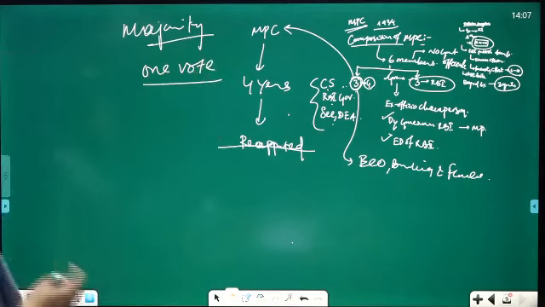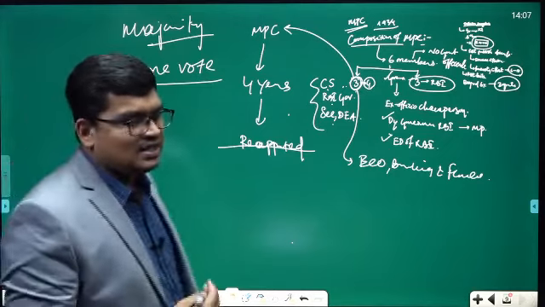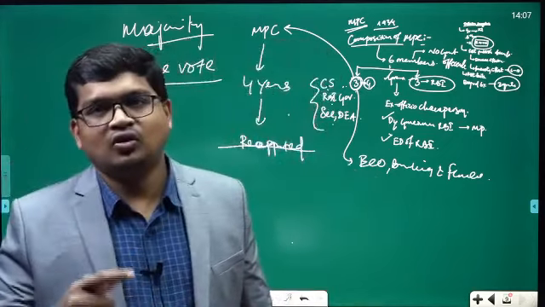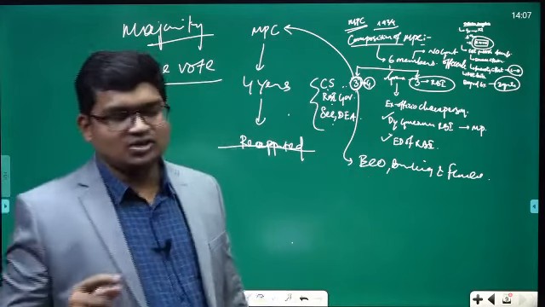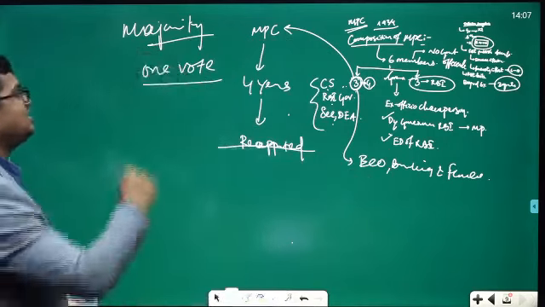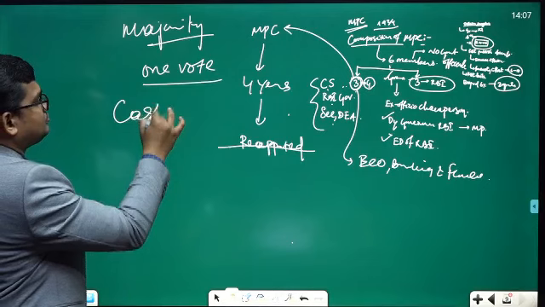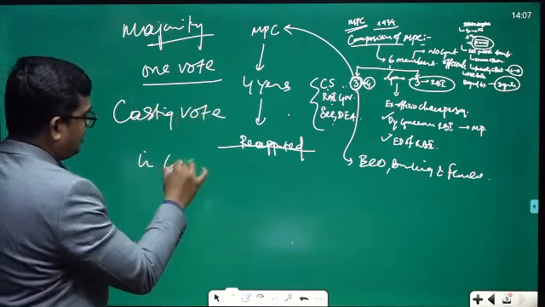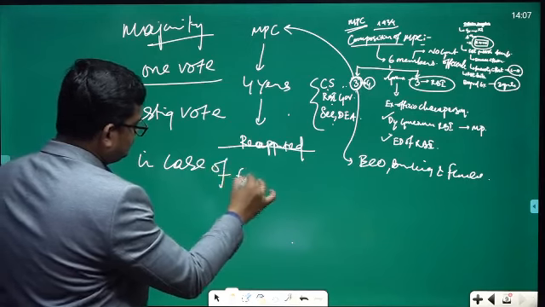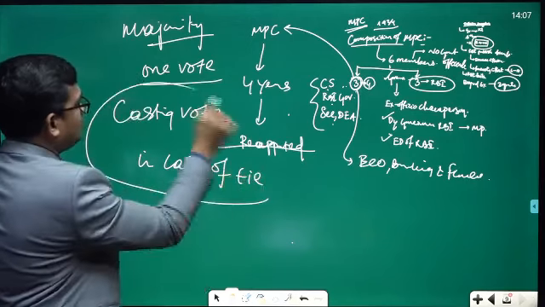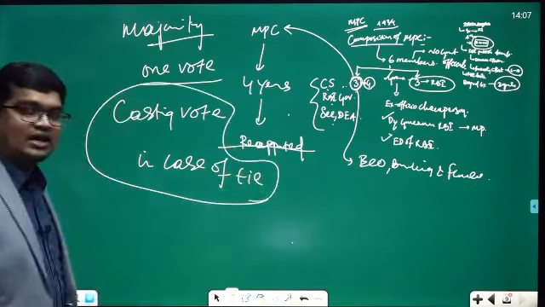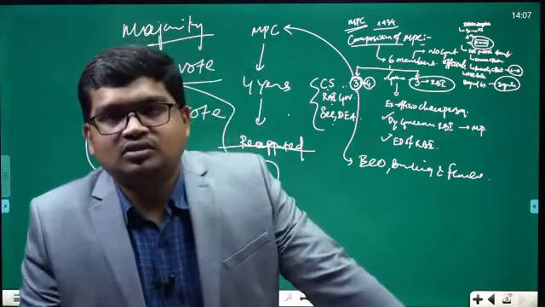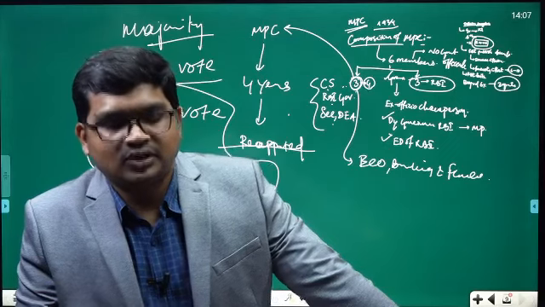So what is the role of the governor? When we say that the governor is the ex officio chairperson, then what is the role of the governor? The governor has a casting vote, a casting vote in case of a tie. So to break the tie, the governor has that casting vote. Clear?